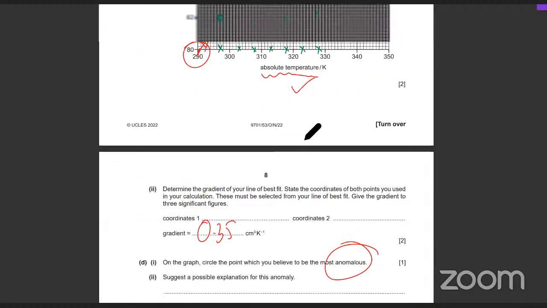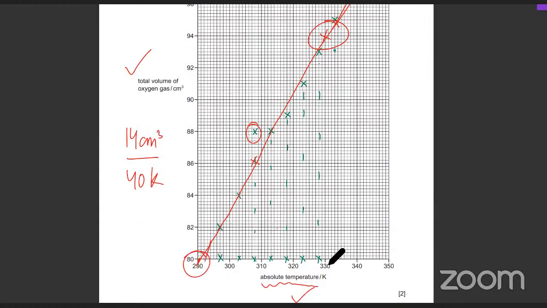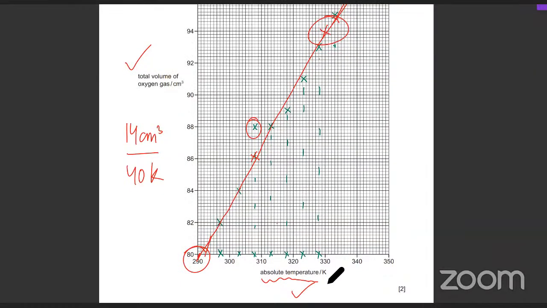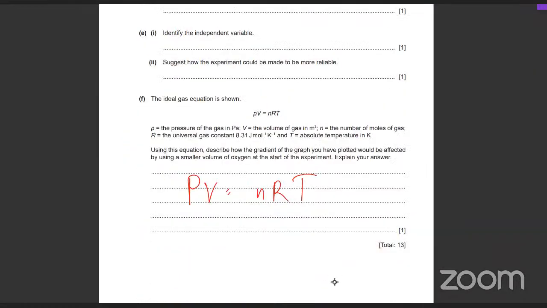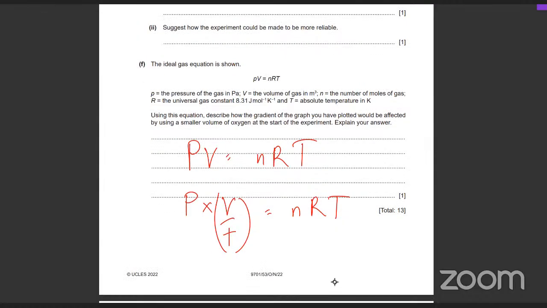So what is the gradient of the graph? What does the gradient of the graph represent? It's volume over temperature, right? So volume over temperature, that's the gradient. Okay. Why have you written T twice, sir? Yes, T got left out, let me write P. V over T, that's your gradient, right? Yes.